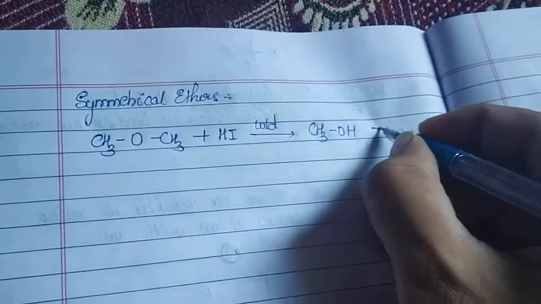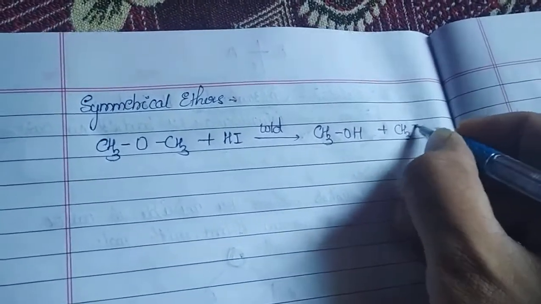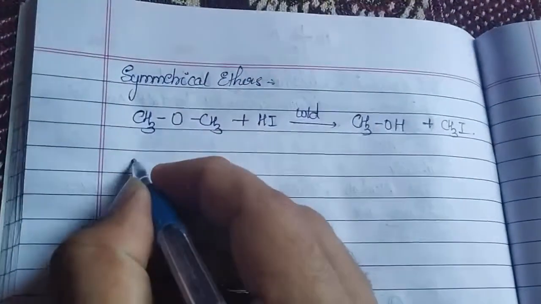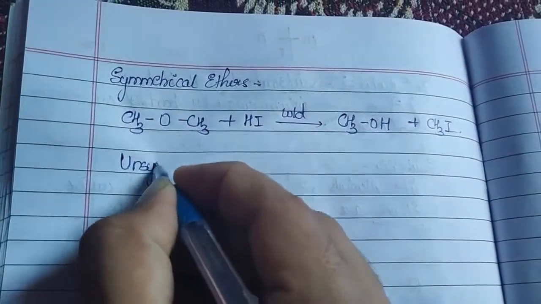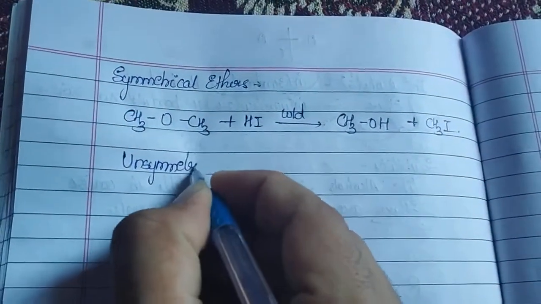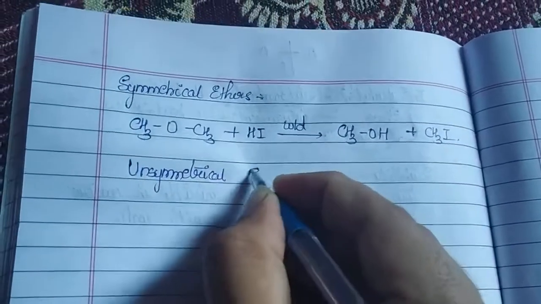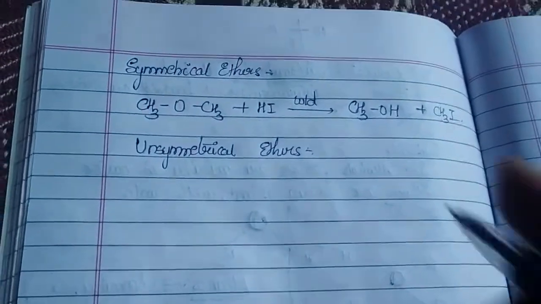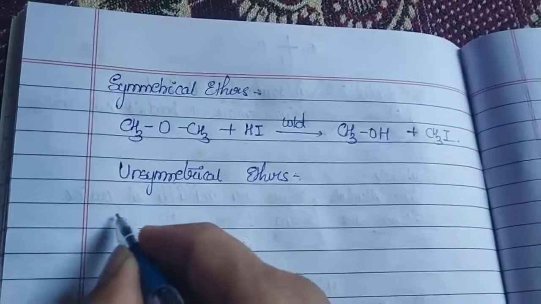CH3OH plus CH3I. Of course, here there is no problem. But now if I choose unsymmetrical ethers, unsymmetrical ethers, very much important from the competitive exam point of view. Okay, why? I will just say in a fraction of time.